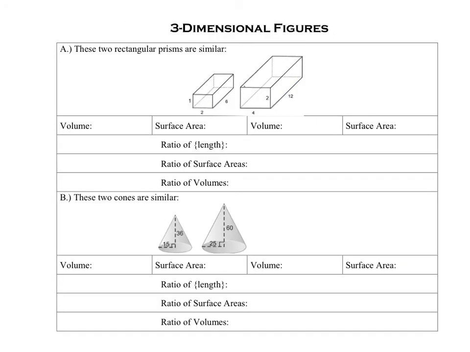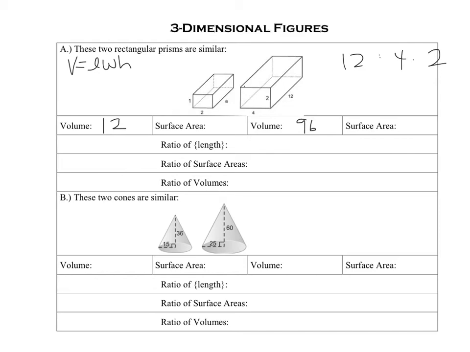Okay, so now we're on to three-dimensional figures. We have two rectangular prisms here that are similar, and we want to find the volume. And the volume formula is just length times width times height for a rectangular prism. So we're just doing 6 times 2 times 1. It doesn't really matter which ones you're putting in for length and width and height. You're just going to multiply them all together. So the volume for the first one is 12. For the second one, we're doing 12 times 4 times 2. So 12 times 4 is 48, and 48 times 2 is 96.